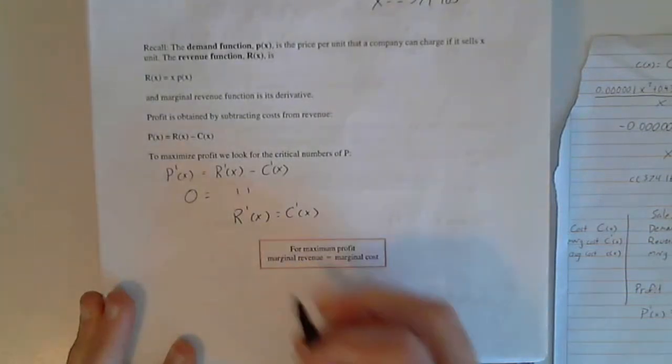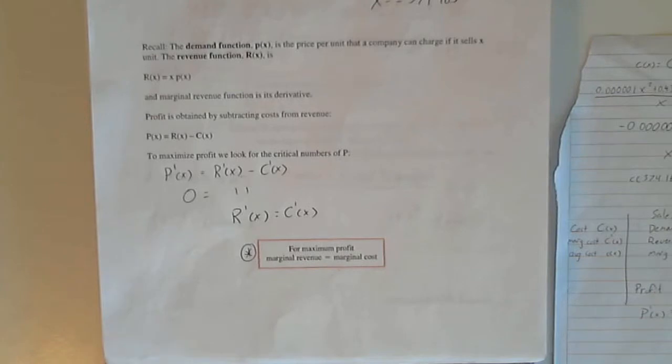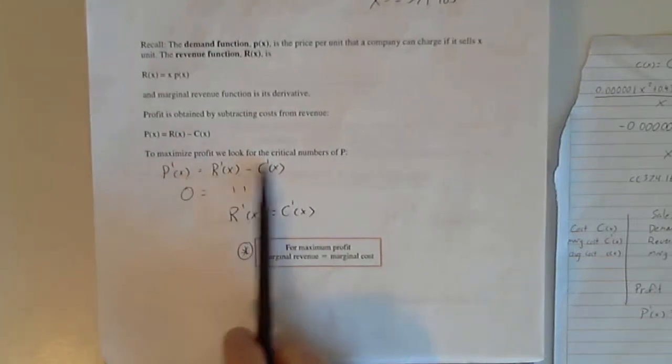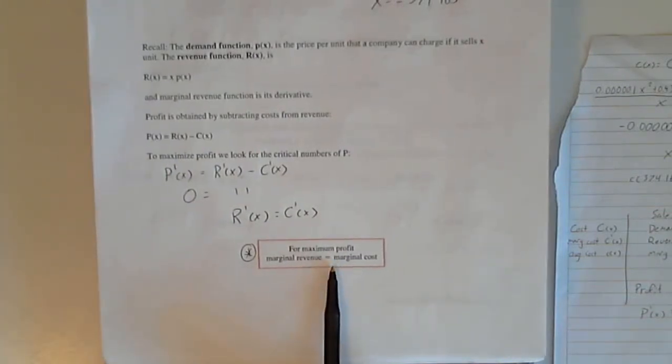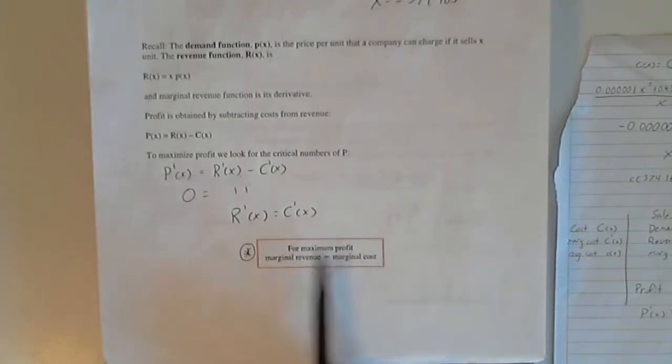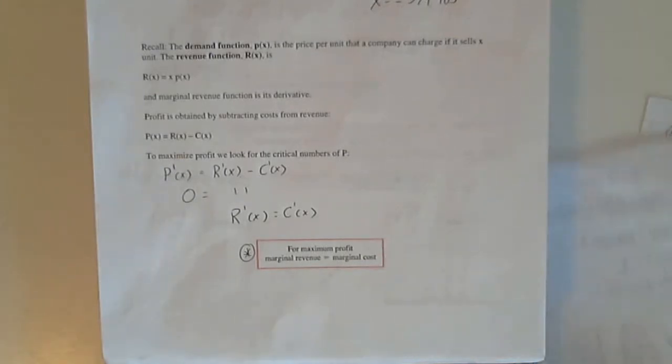So here's our second really nifty formula. If you want to maximize profit, you can do two things. You could actually calculate the derivatives and find the critical points. Or alternatively, you can find when the marginal revenue is equal to the marginal cost. And this might be more useful because you might already have some of these things solved for individually. So a lot of different definitions.